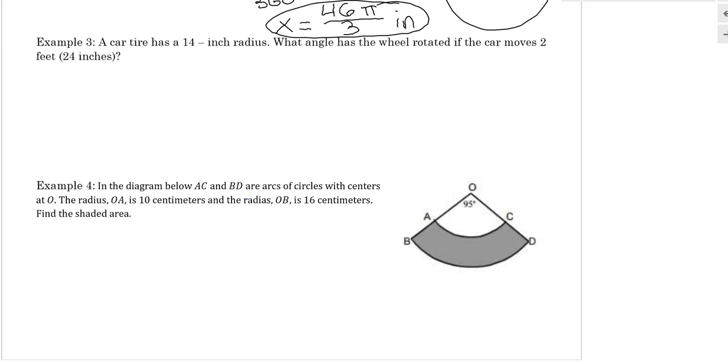All right, looking at example 3. A tire has 14-inch radius. What angle has the wheel rotated if the car moves 2 feet? So are we going to be setting up an arc length or a sector area problem? Okay. Well, I'm finding the angle, so that doesn't really tell us anything there, but the car moves 2 feet. That's a distance, right? That's talking about a length, not an area. So this is going to be an arc length problem.